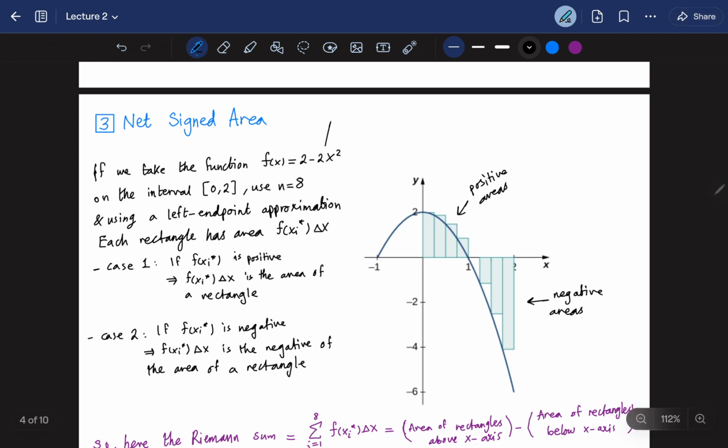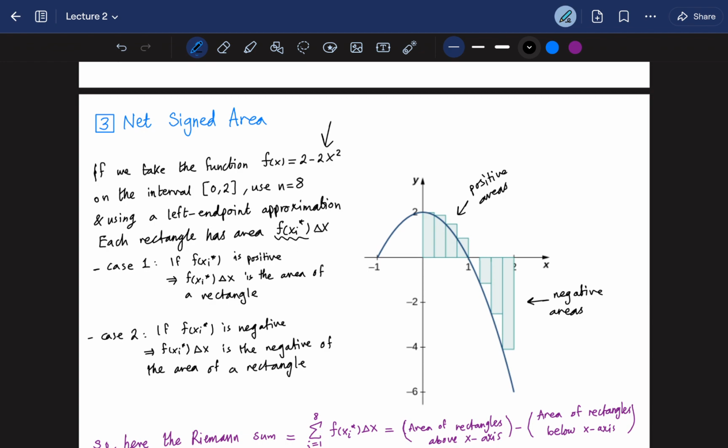So let's assume that we're taking this function, 2 minus 2x squared, on an interval from 0 to 2, and we're going to divide it into 8. So my n is 8. And here I'm going to use a left endpoint approximation. We know that if I want to use a left endpoint approximation, we're just finding the area for different rectangles with a constant width and a certain height. We know that each rectangle has this area, which is f of xi star times dx.